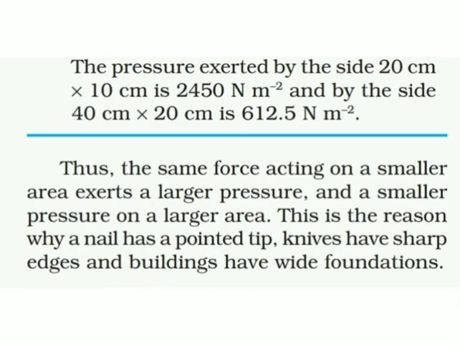The pressure exerted by the side 20 centimeter into 10 centimeter is 2450 Newton per meter square, and by the side 40 centimeter into 20 centimeter is 612.5 Newton per meter square. Thus the same force acting on a smaller area exerts a larger pressure, and a smaller pressure on a larger area. This is the reason why a nail has a pointed tip, knives have sharp edges, and buildings have wide foundations.